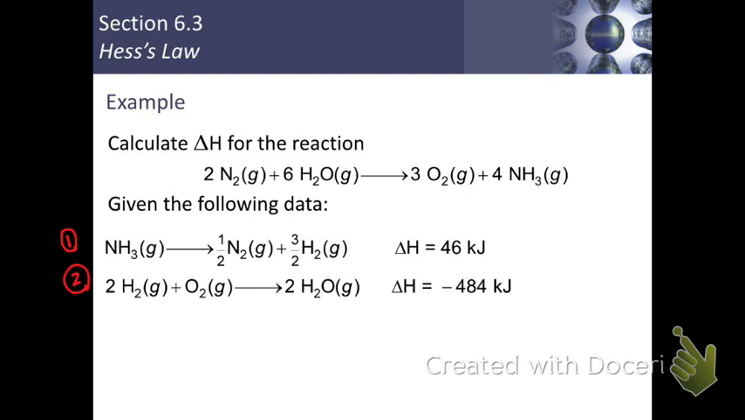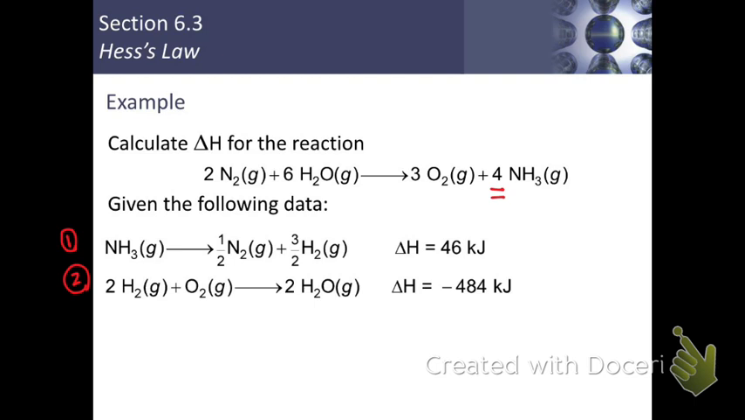I need to reverse the first one. Will we agree? Is there anything else we can do right now? We can reverse and multiply by something. Do you see anything else that is going to be an issue? We're going to have to get rid of the fractions. I could multiply by 2, but how many NH3s do I need? I need 4 of them in my reaction. Would you agree with that so far?